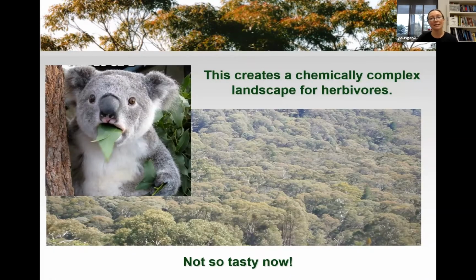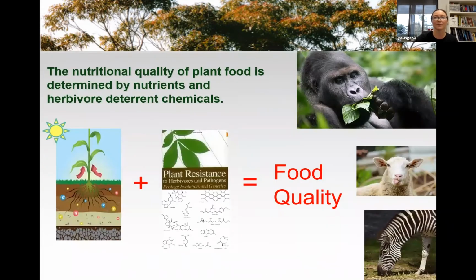Landscape scale variations in herbivore deterrent foliar chemicals and plant nutrients create a chemically complex environment that animals must contend with. When we talk about the nutritional quality of plant food, we're talking about both the good stuff, the nutrients, and the bad stuff, the herbivore deterrent compounds. You can't have a full picture of the system without both aspects.